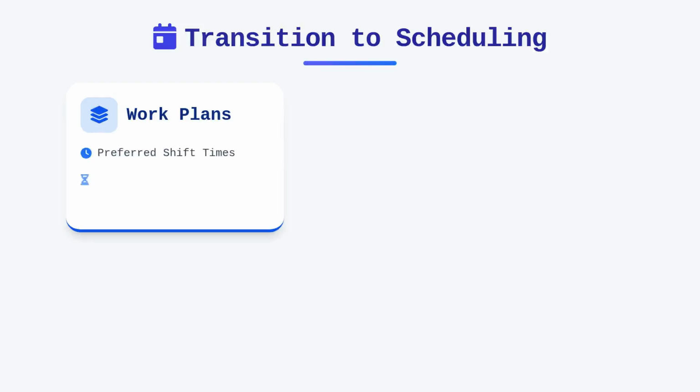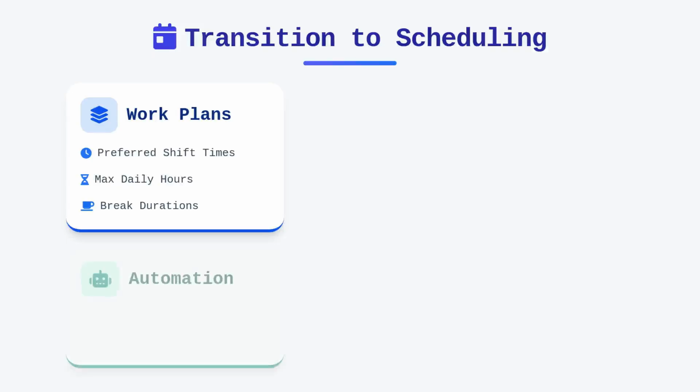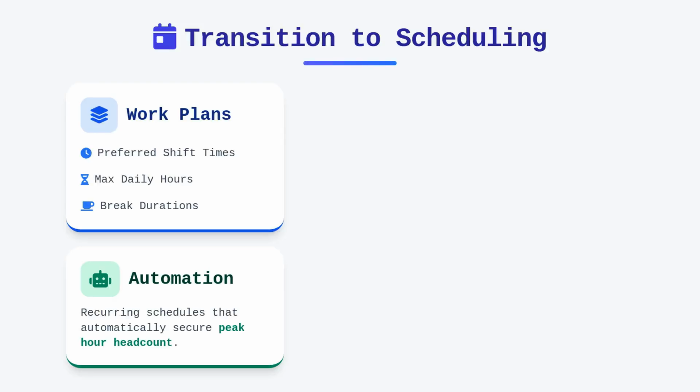Once the system has calculated the number of agents required, the transition to scheduling begins through the implementation of work plans and shift assignments. Work plans serve as the structural framework, defining the rules under which agents operate, such as their preferred shift times, maximum daily hours, and required break durations. Within the system, these plans allow you to configure recurring schedules that automatically generate shift patterns, ensuring that the necessary headcount is present during peak business hours.